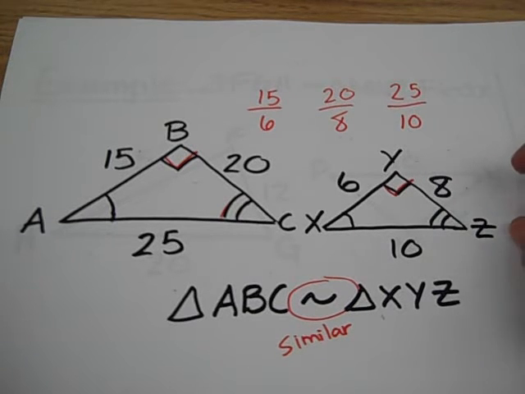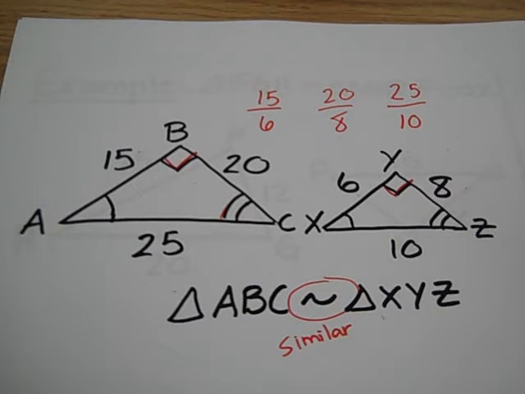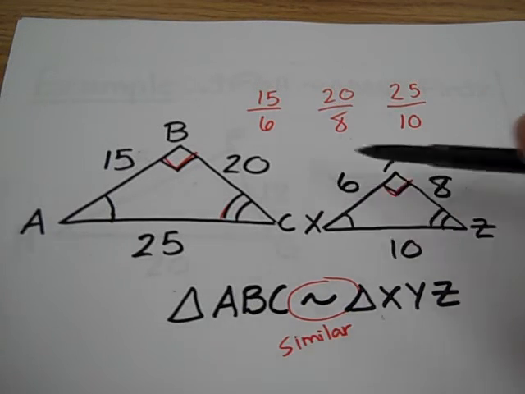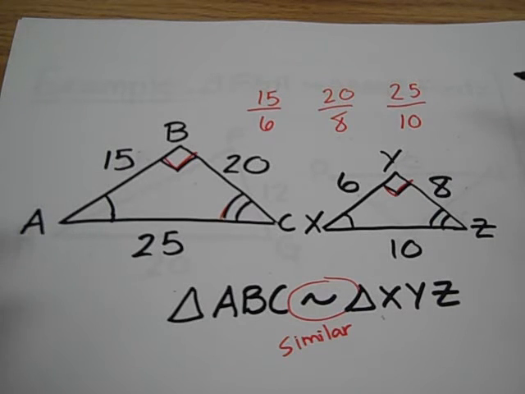Now sometimes you'll be asked to write a ratio from big to small or small to big, and that'll just tell you which number to put on top. I went from big to small, so my big number was on top.